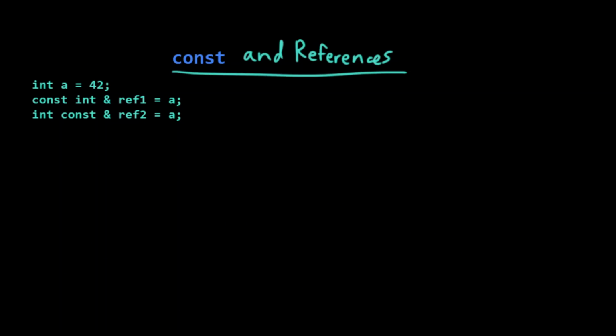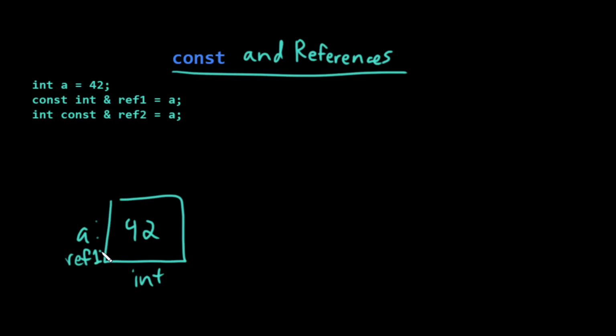Let's talk about how const can be used with references. In this little example, let's say I create int a equals 42. So that makes a variable of type int called a, sets its value to 42. And then on this line, I'm creating a const int reference. So ref1, just even if we didn't have the const, ref1 would be another name for a. But what does this const keyword here mean?